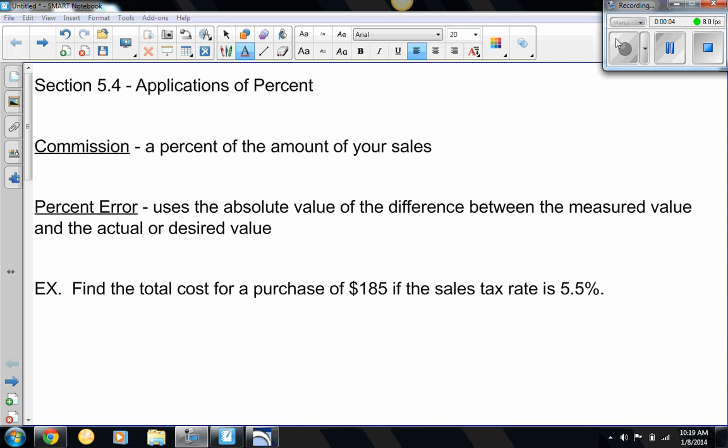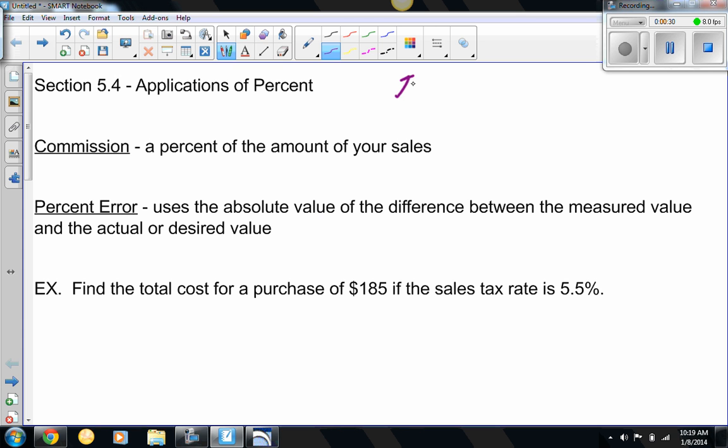Hello, 7th graders. Your new video is covering section 5.4 from the book, which is more applications of percent. So yesterday we learned that we can use the same equation for most types of percent problems. And remember that we did it in the form of percent of a number is the answer.